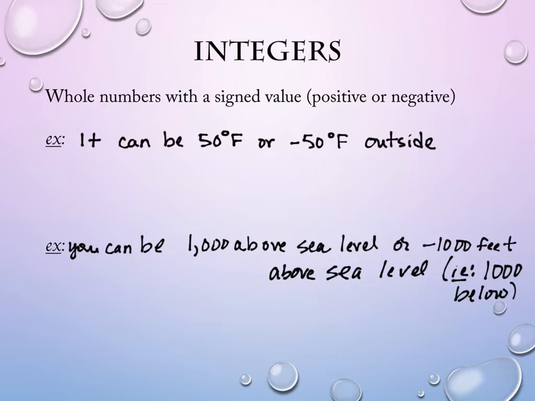Another common one, although I hope it's never happened to you, is your bank account. It can read positive $20 and it can also read negative $20. It's not where you want to find yourself, but it can happen, right? Those things can happen too. So to start with, we're going to look at number lines.